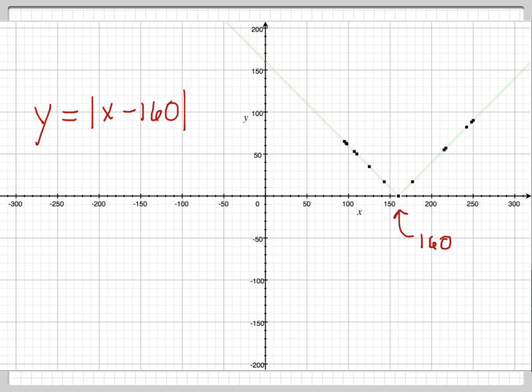That is the absolute value of x minus 160. Again, y is representing the distance your guess is from 160. And to find distance from something, remember, you just subtract the two values, and we use absolute value because distance is not negative. Okay, so that was the start of our discussion about absolute values.